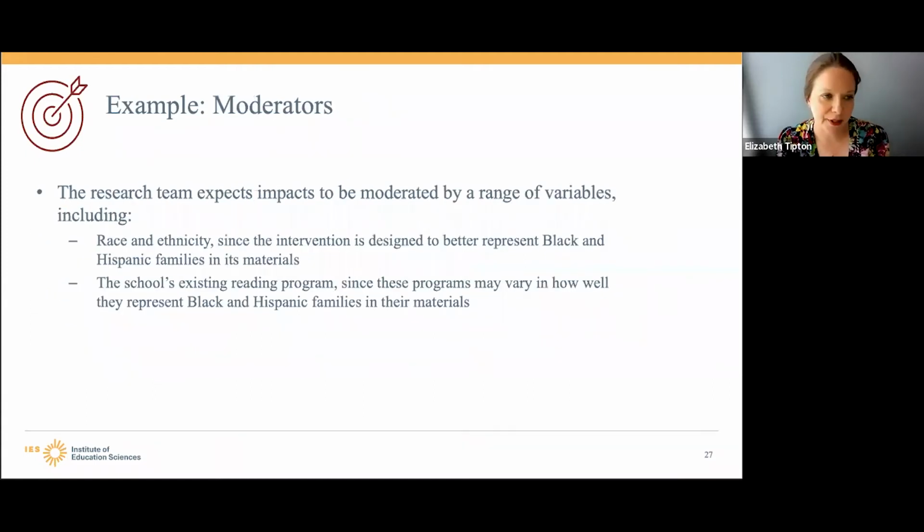As an example, the research team expects the impacts to be moderated by a range of variables. Since it's focused on Black and Hispanic students, they would expect race and ethnicity to moderate the treatment effect, as well as the school's existing reading programs, since these programs may vary in how well they currently represent Black and Hispanic families in the materials.